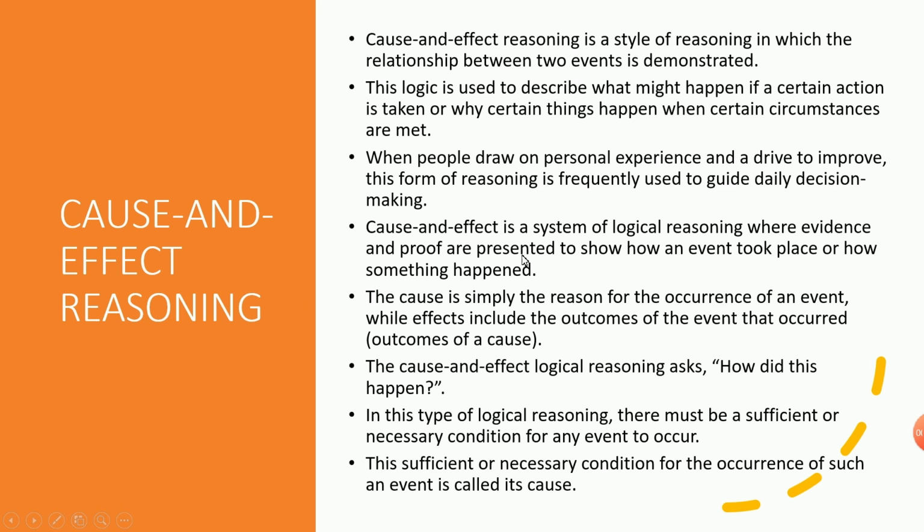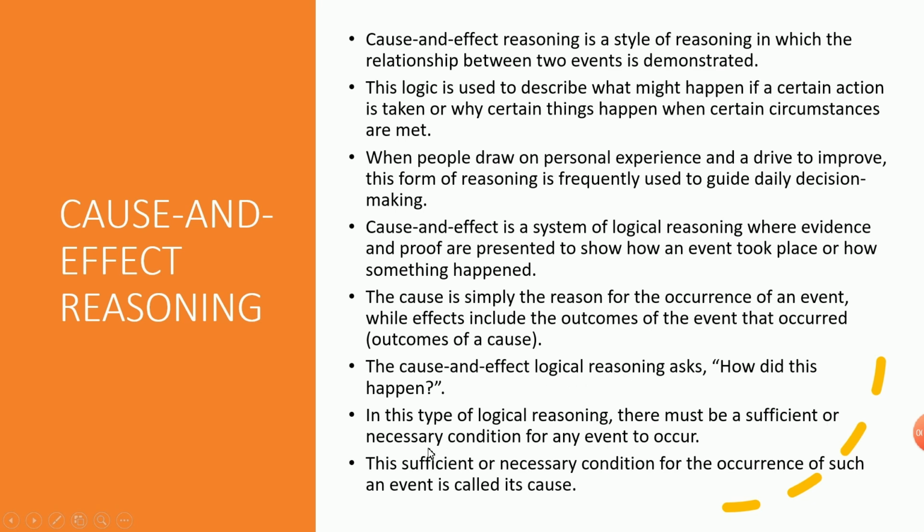Here evidence and proof are presented to show how an event took place or how something happened. Compulsorily two things, as I said, two statements or two events should be present. The cause is simply the reason for the occurrence of an event, while the effects include the outcomes of the event that occurred. I think you guys might know this, so I don't want to overdo it. One is the reason, another one is the conclusion. So how did this happen? That is the main purpose of this logical reasoning.